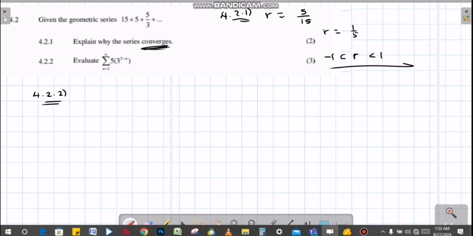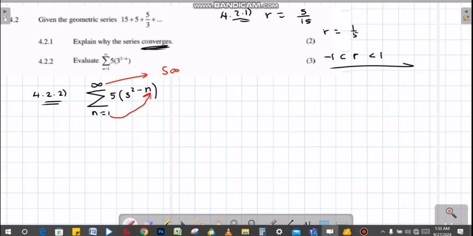Okay, now let's check our next question, 4.2.2. They gave us a sigma, so n equals 1, then the infinity sign, 5 into 3 raised to the power of 2 minus n. So we're looking for what? The sum to infinity. Once you see something like this, we're looking for sum to infinity, so you don't need to calculate the number of terms that you're adding. The only thing we have to do is take this n and substitute, starting with 1, 2, 3. We need our first 3 terms.